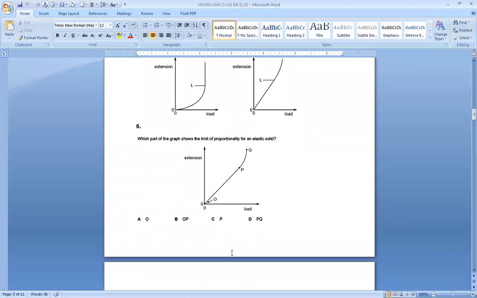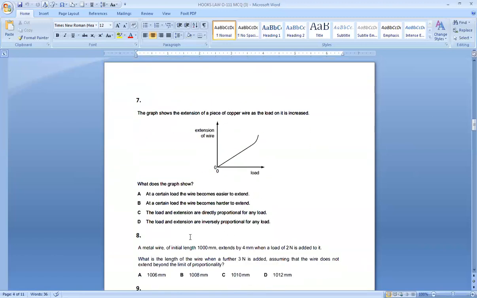Number 6, which part of the graph shows the limit of proportionality? I know the straight line is from O to P, and after P there is a bend. So P is the limit of proportionality. Option is C. It's very easy.